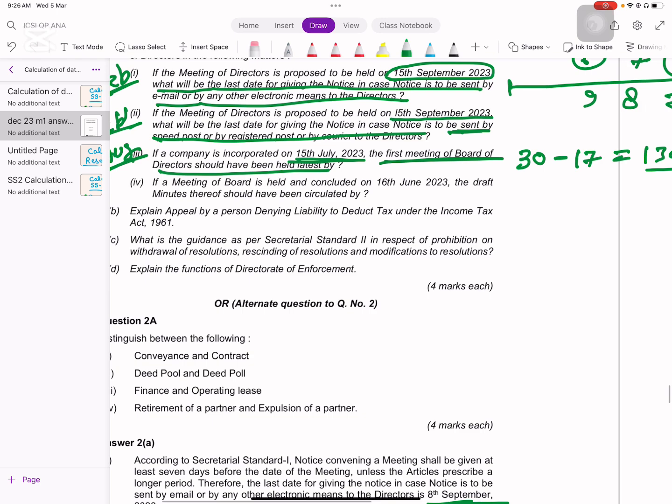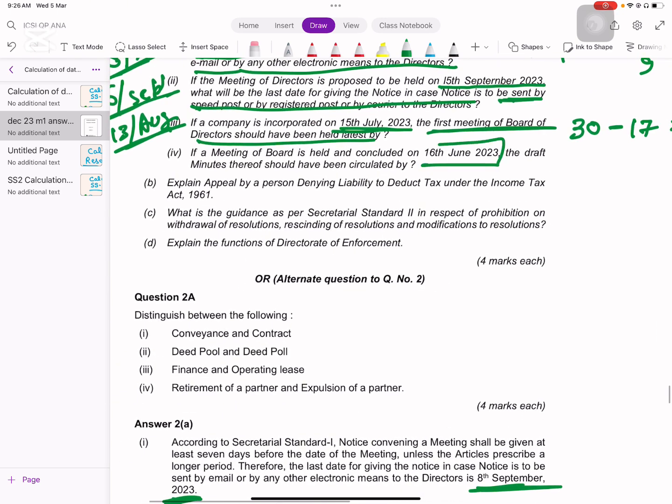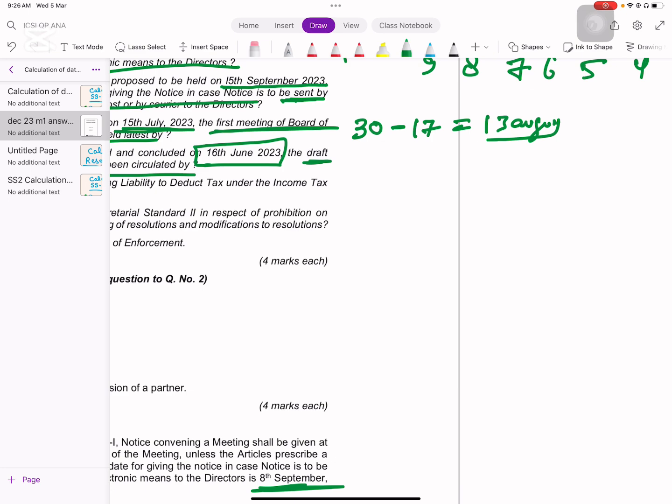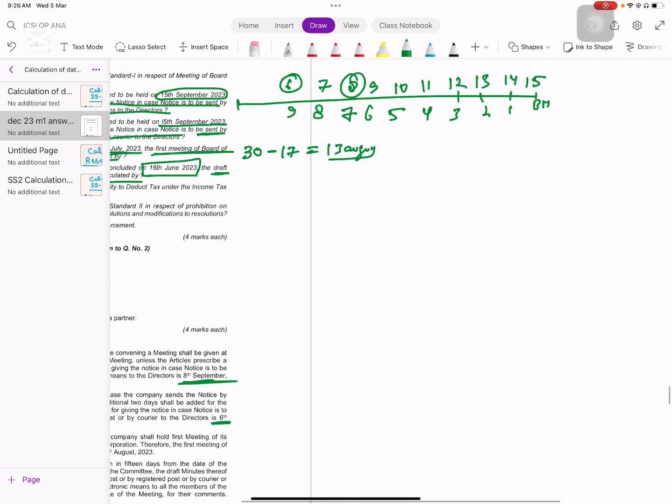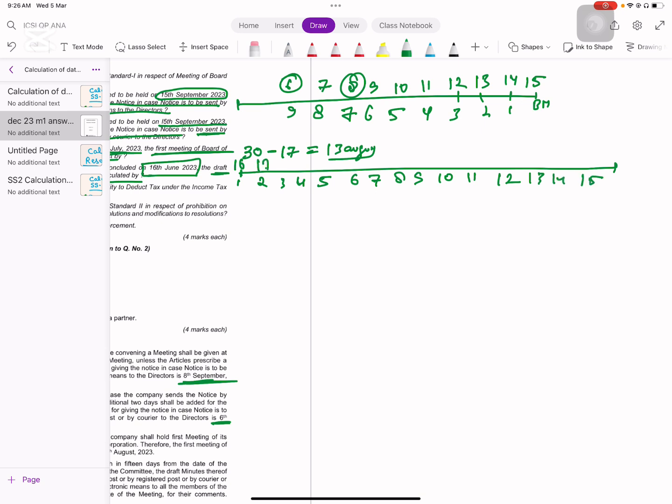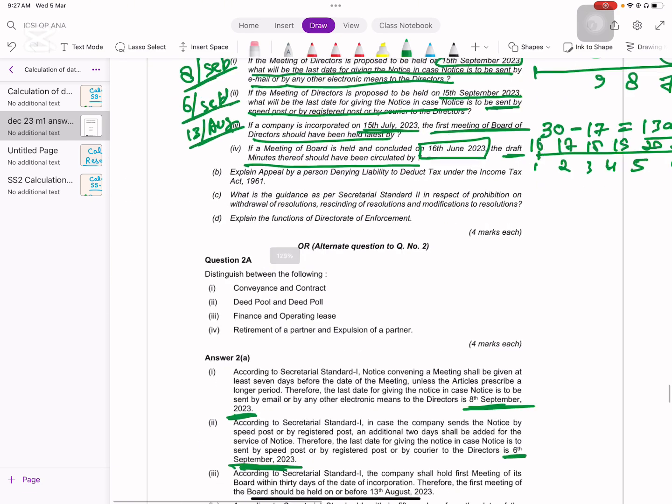13 August. If a meeting of the board is held and concluded on 16 June, the draft minutes shall be circulated within 15 days. That means we will draw the timeline. 16th June, 1, 2, 3, 4, 5, 6, 7, 8, 9, 10, 11, 12, 13, 14, 15, 17, 18, 19, 20, 21, 22, 23, 24, 25, 26, 27, 28, 29, 30. So 30 will be our answer.